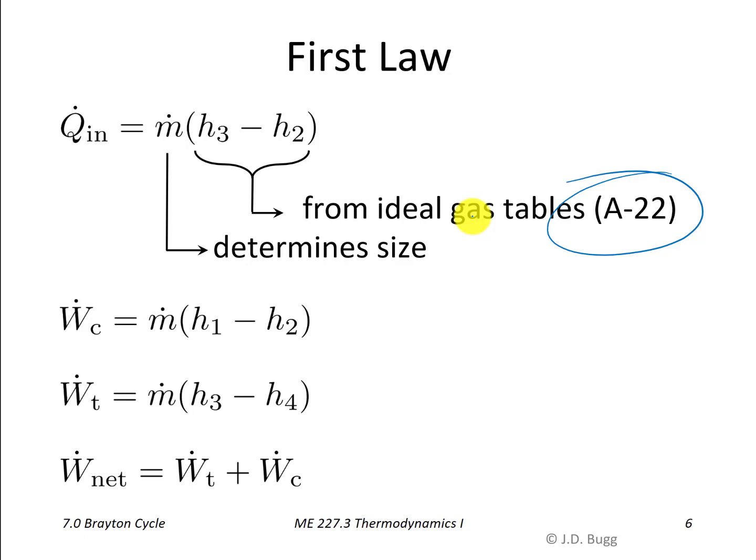The net work will be the sum of the compressor work and the turbine work. And the thermal efficiency of the Brayton cycle is the same as it is for a Rankine cycle. It would be the net work divided by the heat input. There's an extra parameter that we're going to introduce now that is actually also used for the Rankine cycle, but we didn't introduce it there because it's not as important in the Rankine cycle, and that's called the back work ratio. So this BWR is the back work ratio.